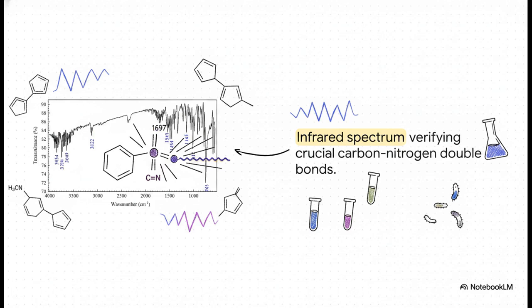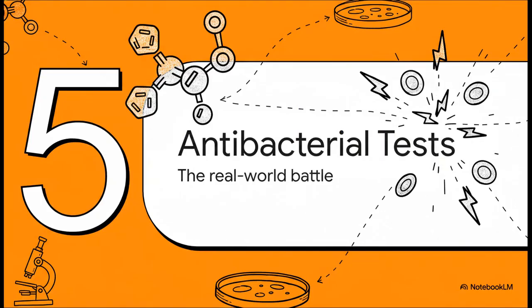Now, instead of getting bogged down in every single number on the spectrum, just look at the sharp peak labeled 1697 inverse centimeters. That specific dip is essentially the smoking gun. It undeniably proves that our critical carbon-nitrogen double bond, the very heart of the Schiff base, successfully formed. The chemistry worked absolutely perfectly. Finally, we reach Section 5, Antibacterial test results.